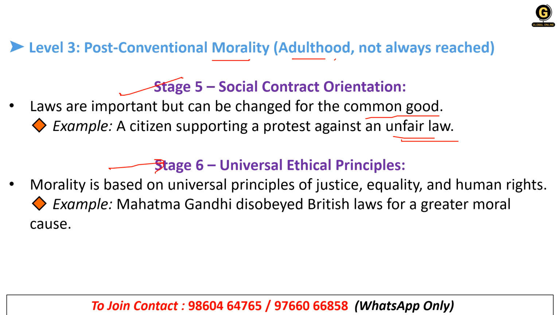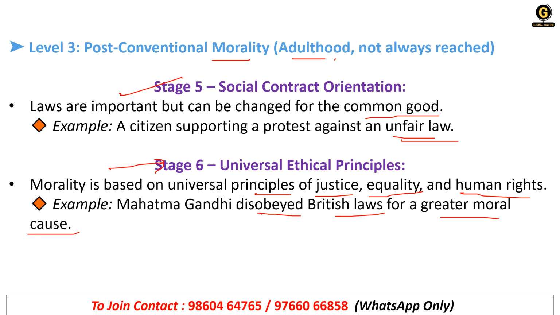Next stage is about universal ethical principles. Morality is based on the universal principles of justice, equality, and human rights. For example, Mahatma Gandhi disobeyed British laws for a greater moral cause. Clear? Here you will understand that the big rules made by the big authorities are not always good for mankind, not always morally good for the people. So the good example is given, that is about Mahatma Gandhi, okay. They disobeyed the British laws because they were not beneficial for the Indian people. Clear?